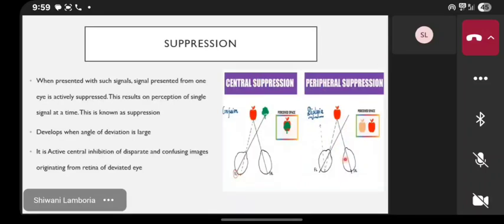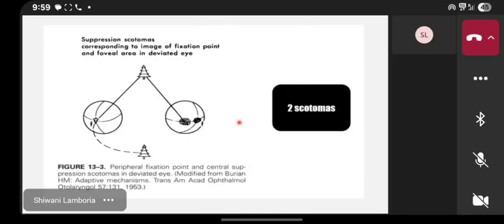In peripheral suppression, an extrafoveal point is suppressed. So this is peripheral suppression in diplopia. And in suppression, you'll see two scotomas, and if the angle of deviation is large, these two scotomas coalesce together. This is due to the central suppression, and this is due to the peripheral suppression.